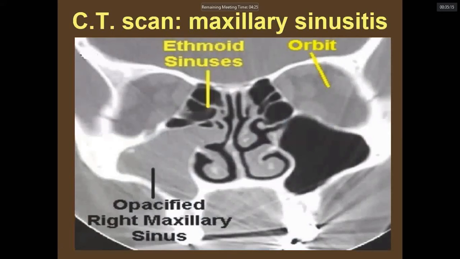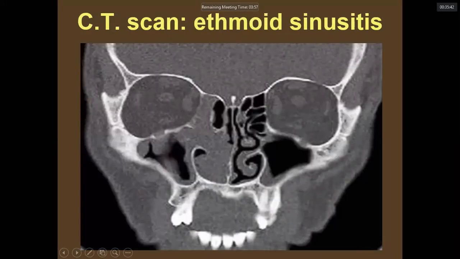Now the CT scan. CT scan is the preferred investigative modality in diseases of the nose and paranasal sinuses, right? Because it will help you diagnose the disease, as well as be a guide to the surgery. Look here, opacified right maxillary sinus, the orbit here, the ethmoidal sinus here. The CT scan shows the sinusitis. These are ethmoidal cells.